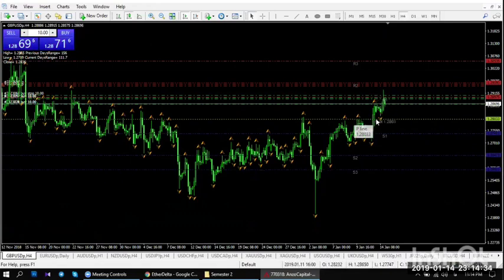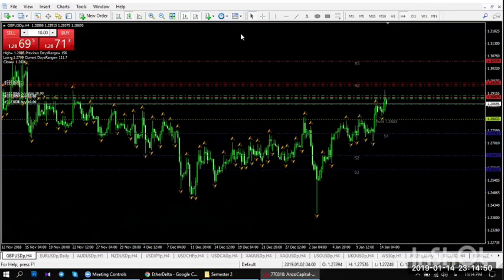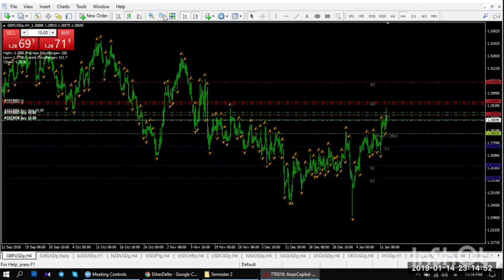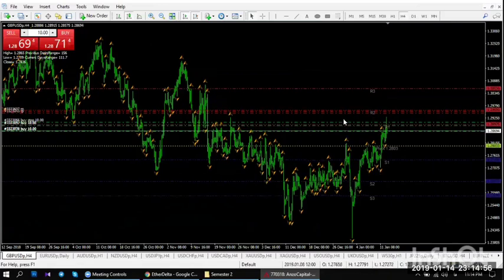When the central pivot is broken, it's going to reach R1. And if it breaks R1 as well, it's going to reach R2 and R3. If you have paid attention, the error is very small. This tool is very precise. The only situations where it doesn't really work are when you have a sideways trend.